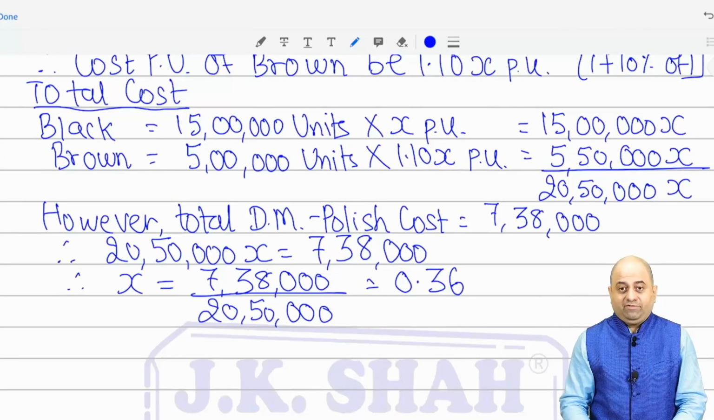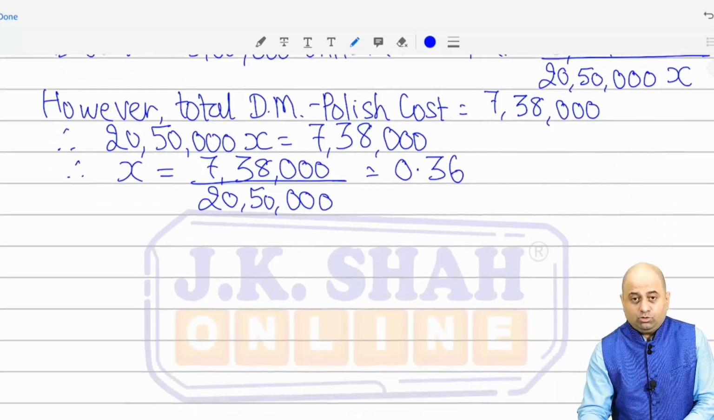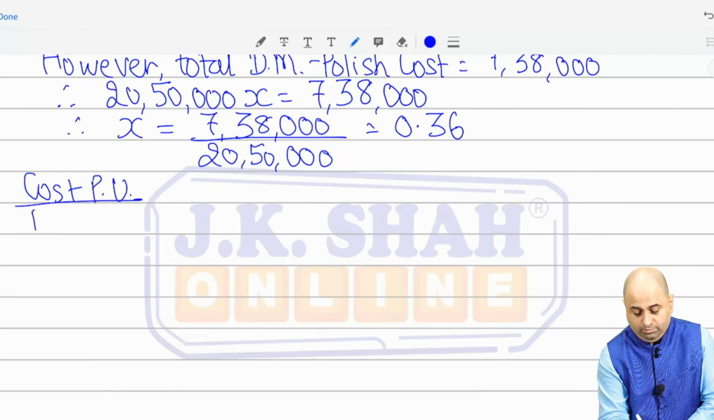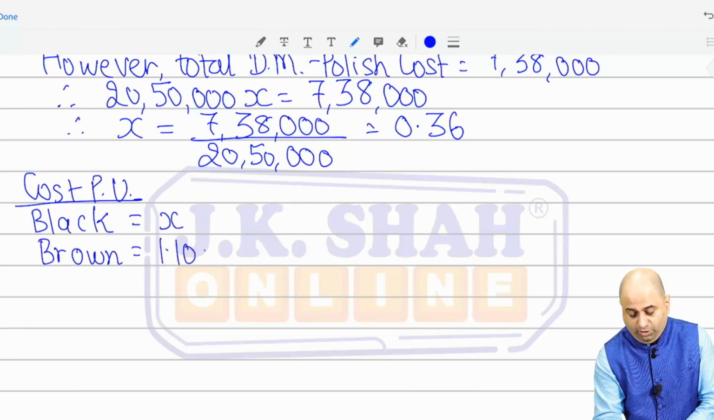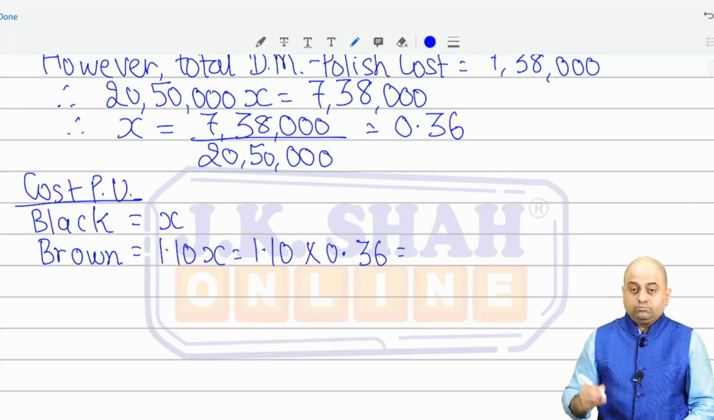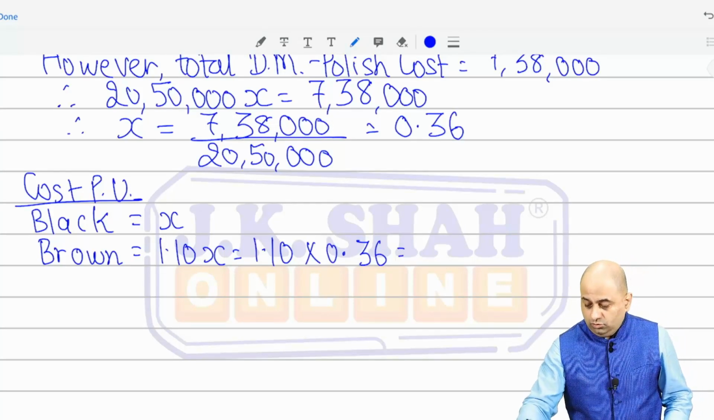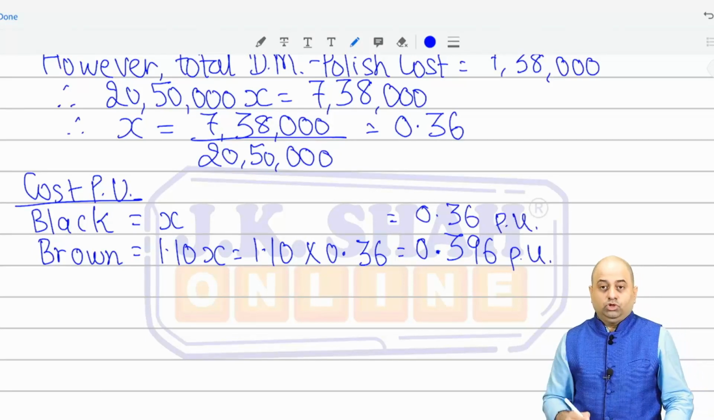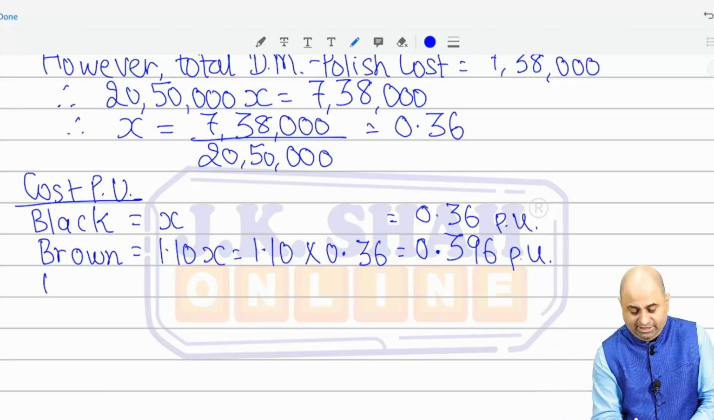Now from here we can calculate cost per unit as well. You can see 20,50,000 now, and I can calculate cost per unit. So here I give the heading cost per unit: black and brown. Black was X, brown was 1.10x, which is 1.10 into 0.36, which is 0.396 per unit. Black is 0.36 per unit.